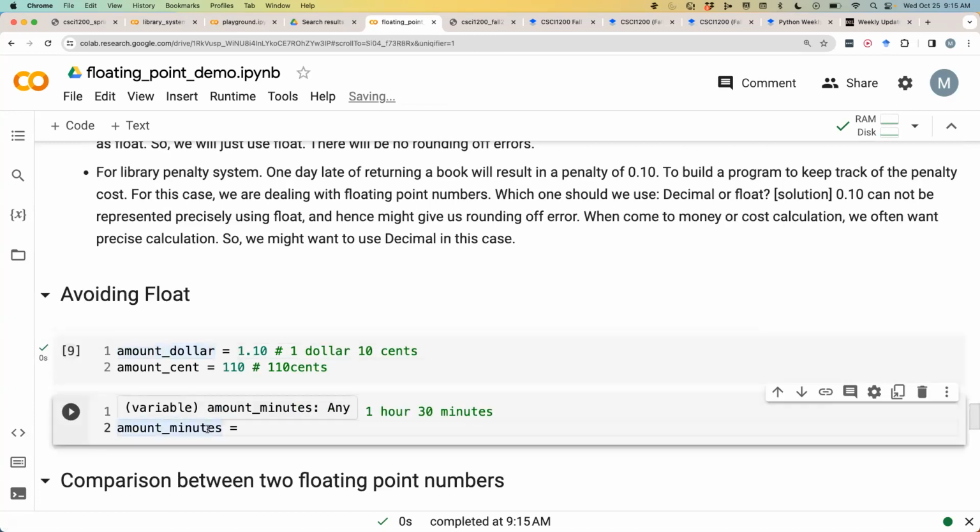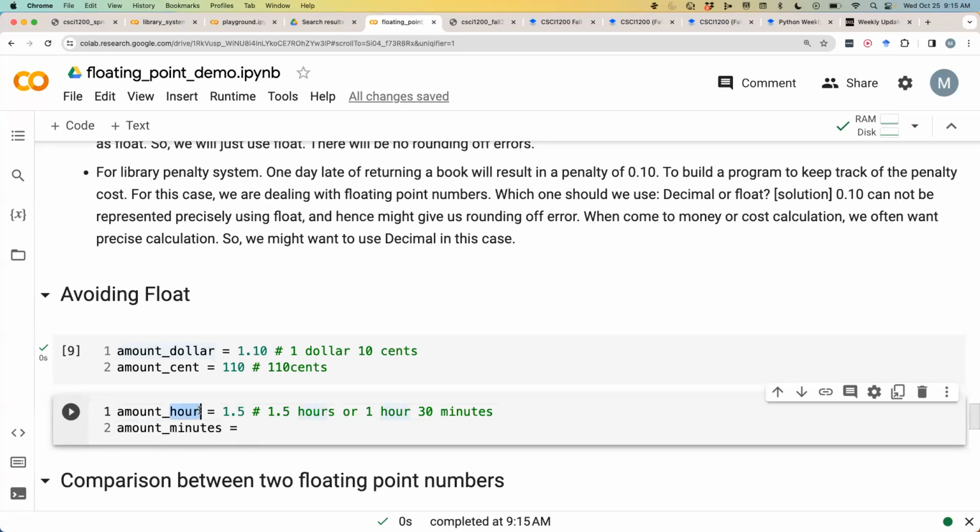Now, how about the other cases, for example? Another example, say 1.5 hours. 1.5 hours is the same as 1 hour and 30 minutes. And this is floating point type, 1.5. This 1.5 is not going to give us an issue because 0.5 can be represented precisely in base 2. However, I want you to practice how to convert this number to its corresponding integer in a different unit.